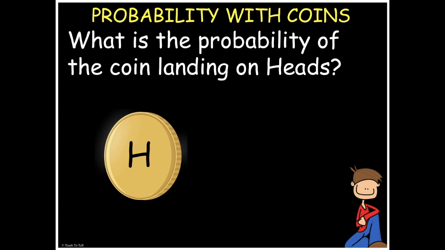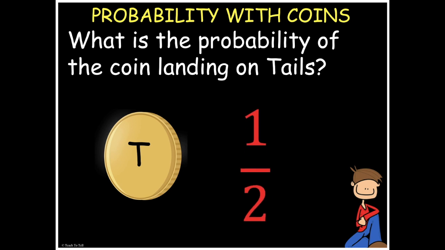What is the probability of the coin landing on heads? Now we know coins only have 2 options, heads being one of them, so it would be 1/2. Looking at the other option of tails, the chance would be 1/2 as well.